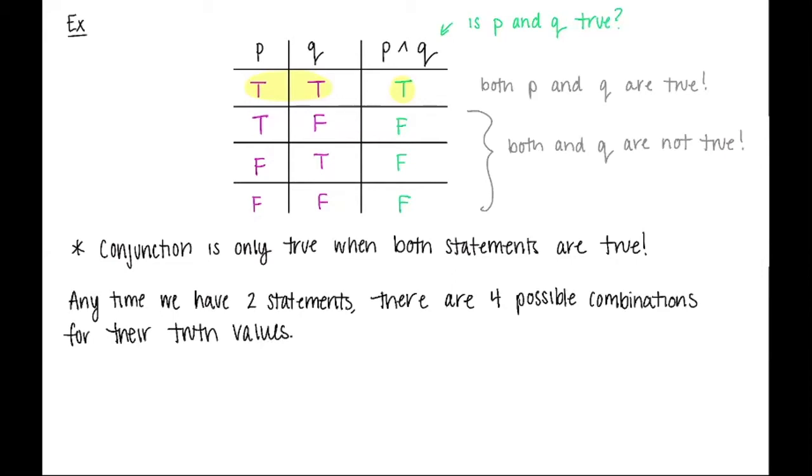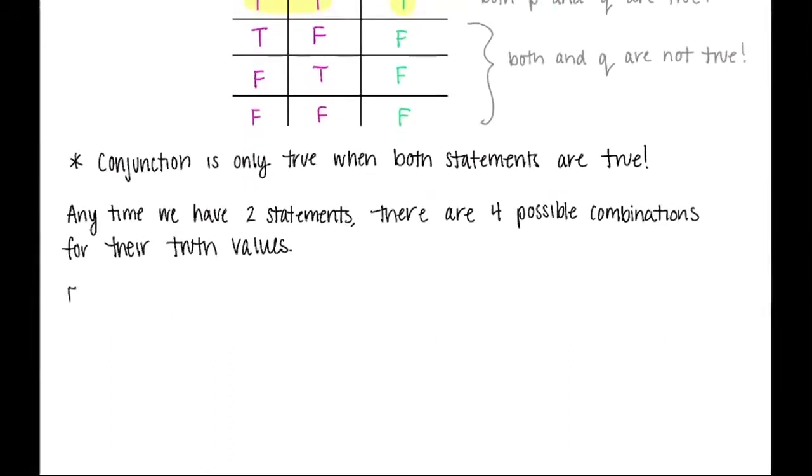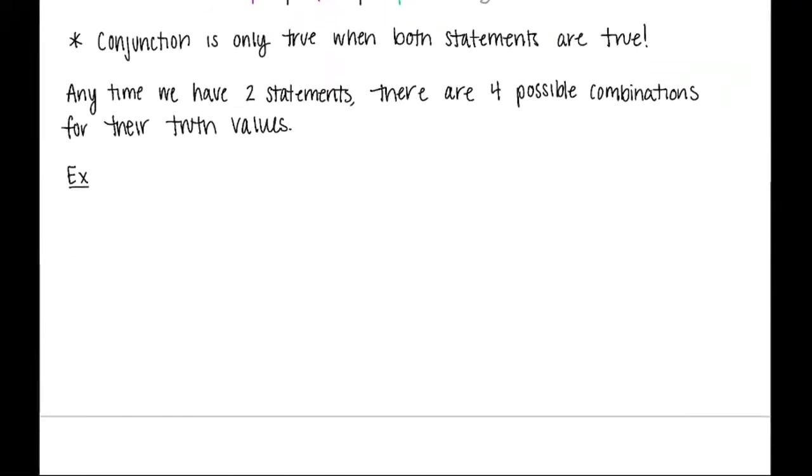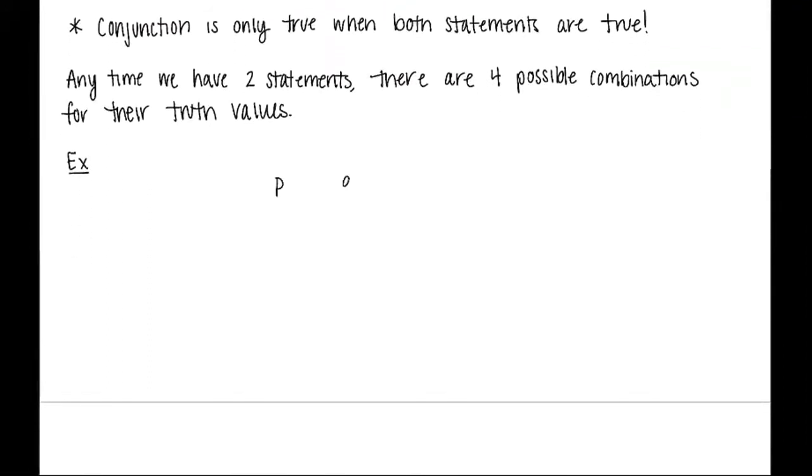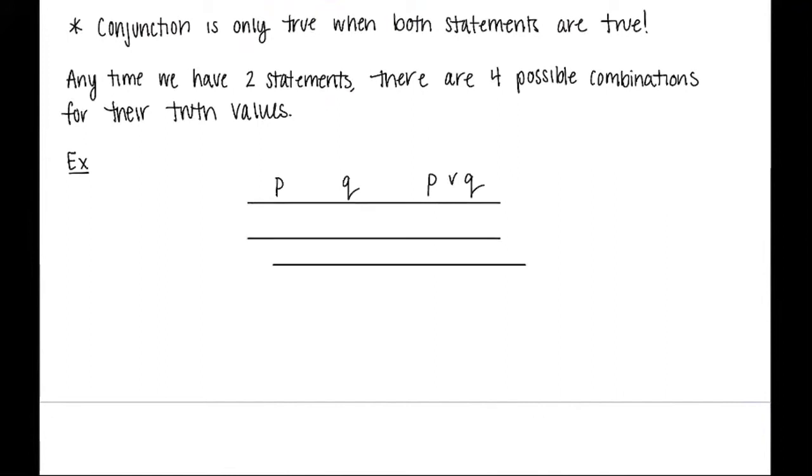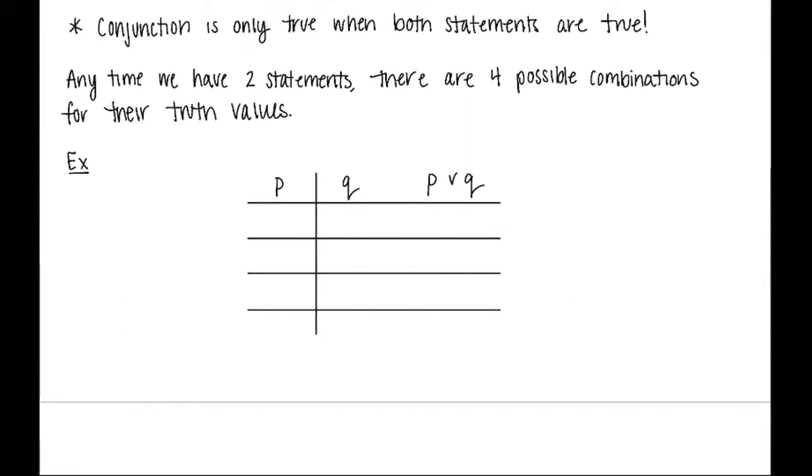Because they both could be true. One could be true, one could be false. They both could be false. So let's try our or. If I start with the statements P and Q, is our or statement true? Okay. And again, we have 4 possibilities at the beginning. So let's make our truth table for the or.